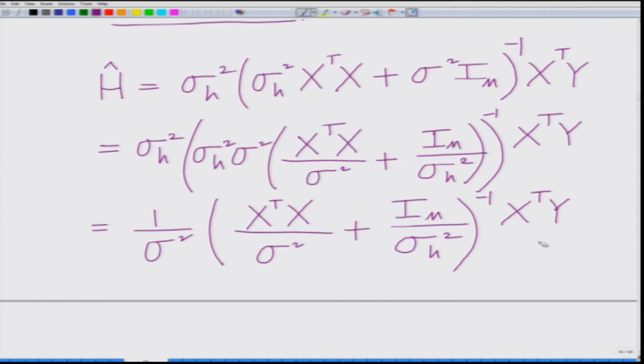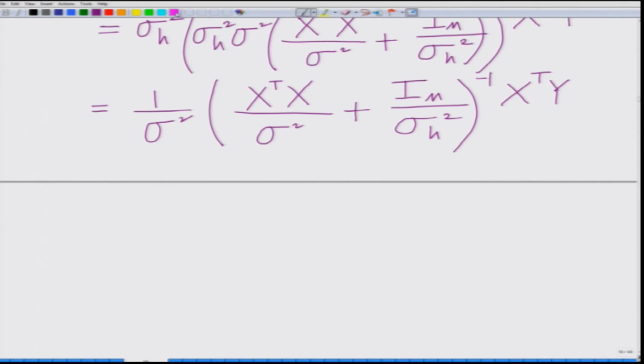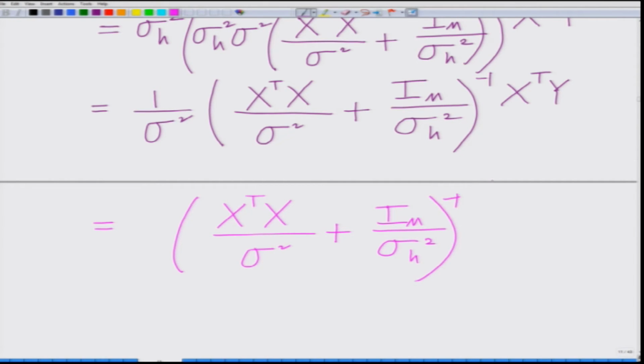Now, bringing the sigma square beneath X transpose Y for convenience, I can write this as X transpose X divided by sigma square plus I M divided by sigma h square, inverse, times X transpose Y divided by sigma square. This is just an equivalent way of writing it, because it is going to be convenient for us in the future.